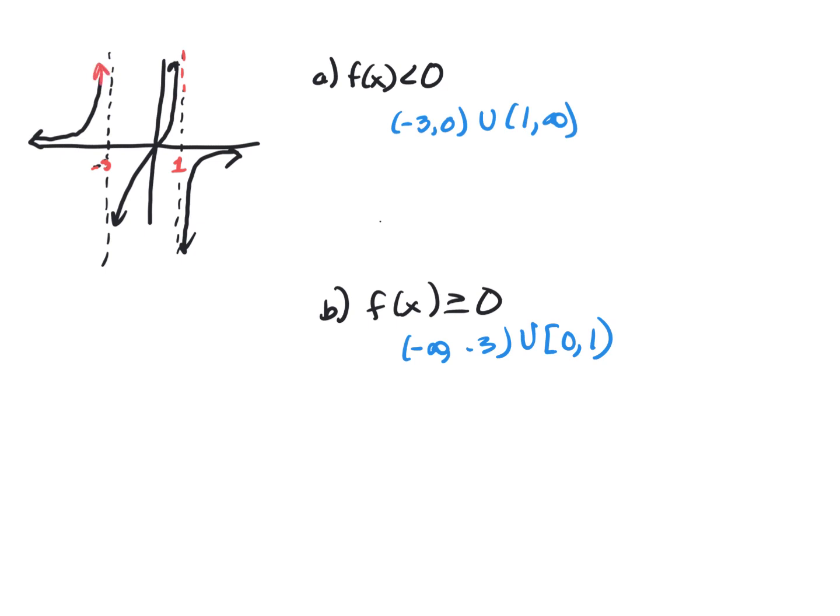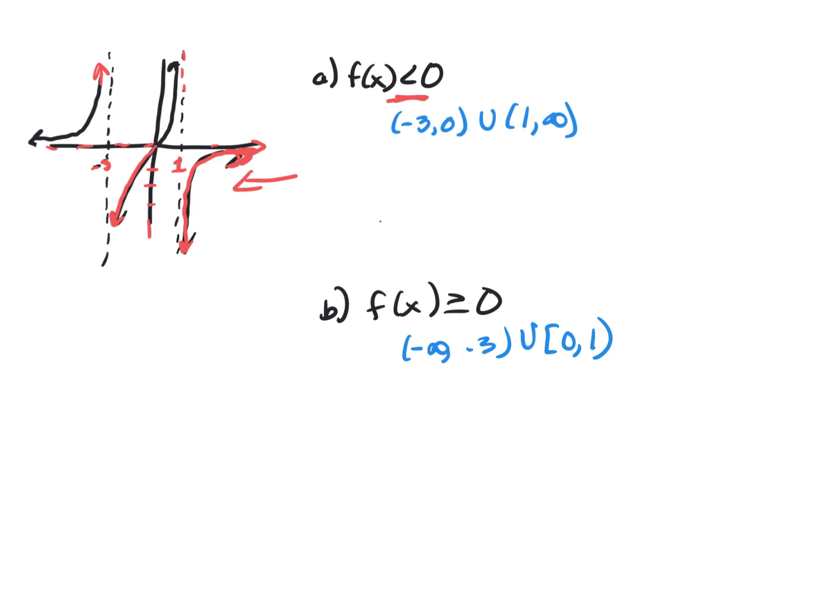So part A says, where is the graph where y is less than 0? Where is the graph below the x-axis? Because your y values below the x-axis are negative. Well, here it is, and here. Now you don't see a dotted line on the x-axis, but it's actually this piece of the graph here. It's getting closer and closer to the x-axis, but it doesn't intercept it, okay?